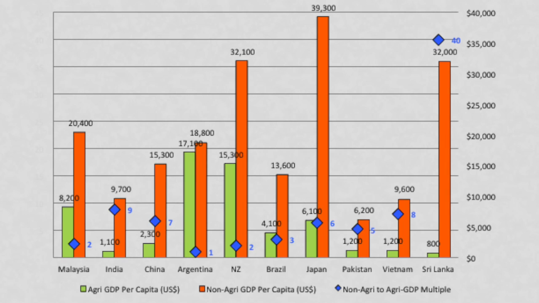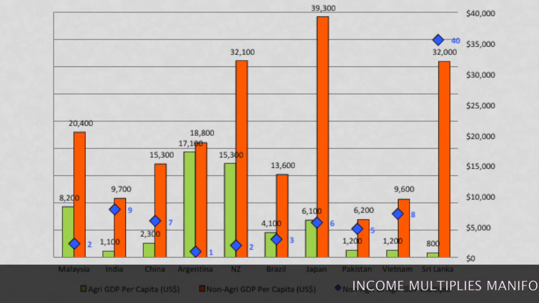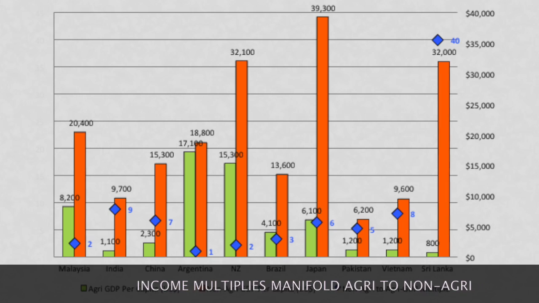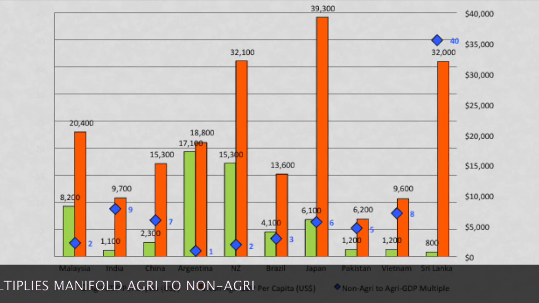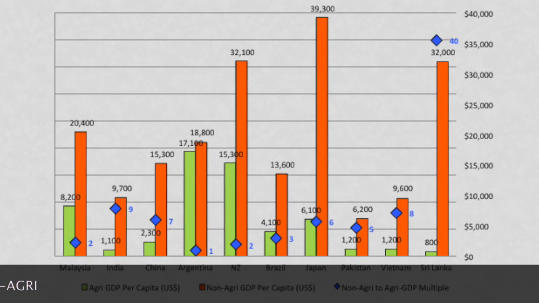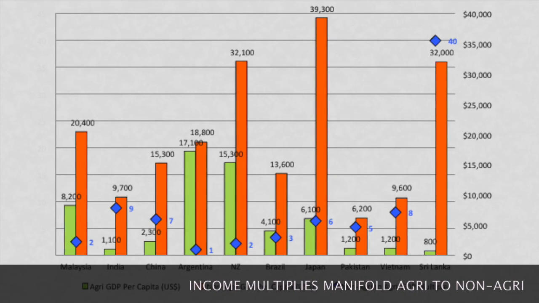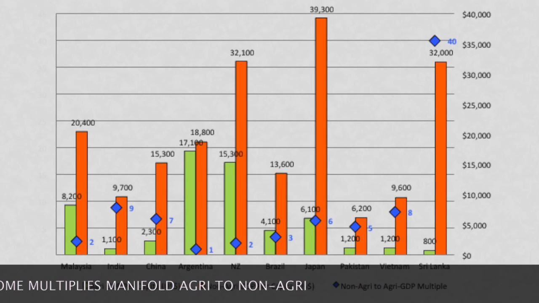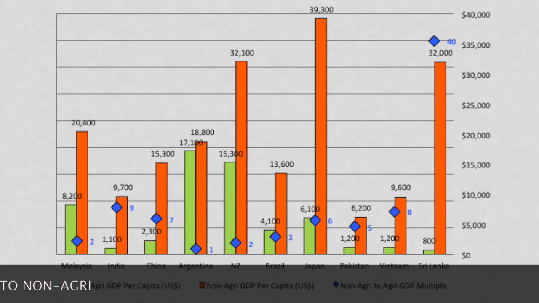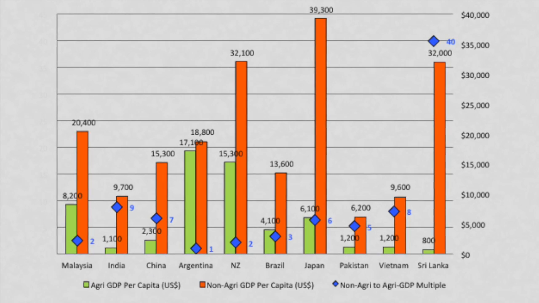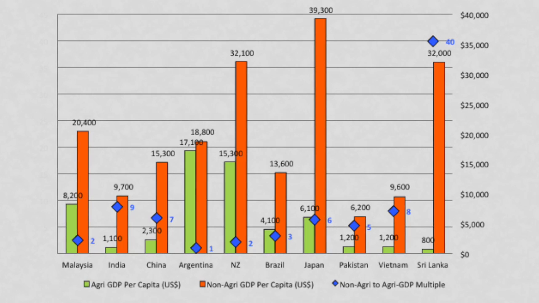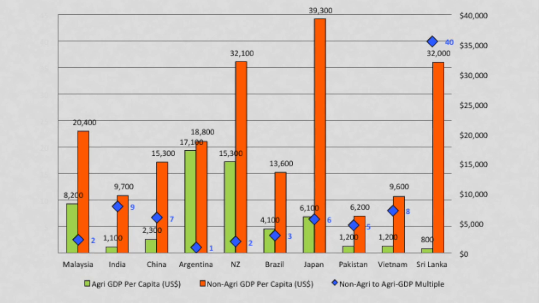The blue markers represent the number of times income changes when somebody engages in a non-agricultural work in these countries. India, China, Pakistan, Vietnam are those where incomes increase by 5 to 10 times. Japan can be ignored because it has a very small proportion of population working in agriculture.